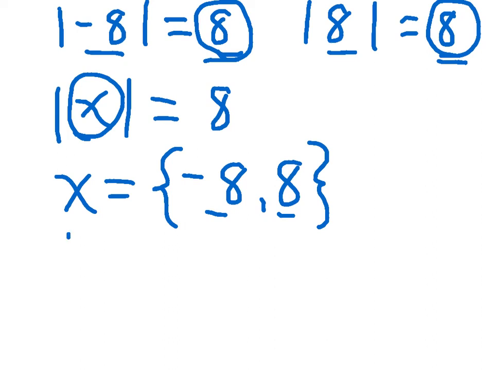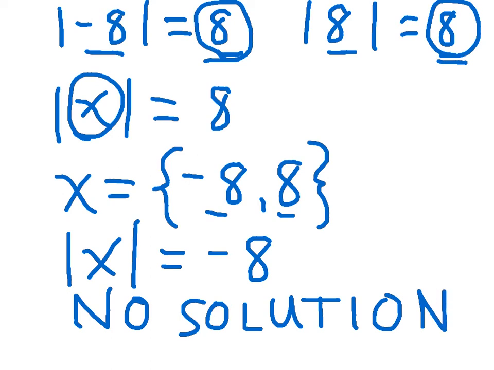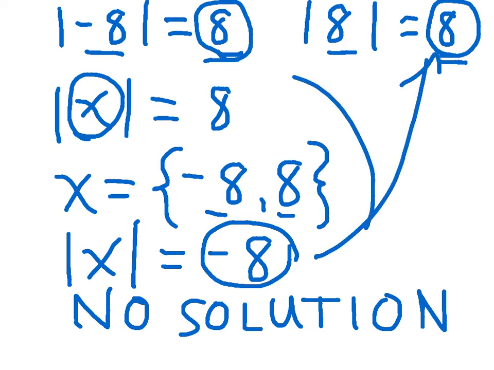Don't be fooled, though. If I say that the absolute value of x is -8, there is no solution because absolute value has to be positive. There is no such number that has an absolute value of -8, because as we set up here, absolute value is always positive.